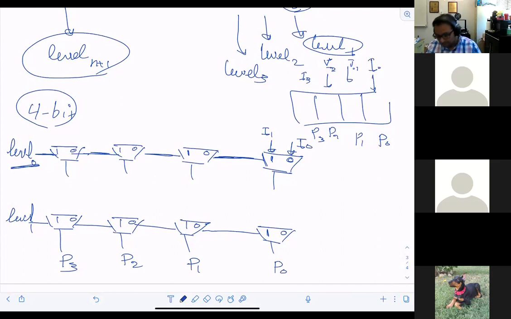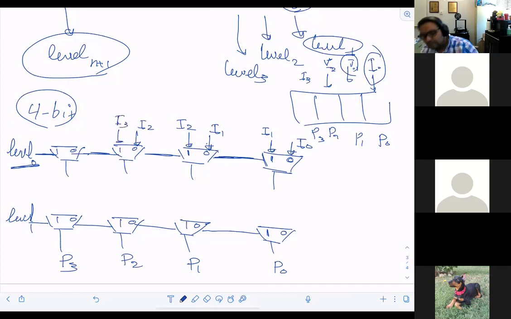But this is the first bit. Second bit is I1, so it should be here I1. But the second neighbor for this multiplexer should be I1 plus 1, so it's going to be I2. Then the third bit will be I2, and its neighbor is I2 plus 1, so we get I3. Then I3 is going there, right? I3 plus 1, it should be I what?